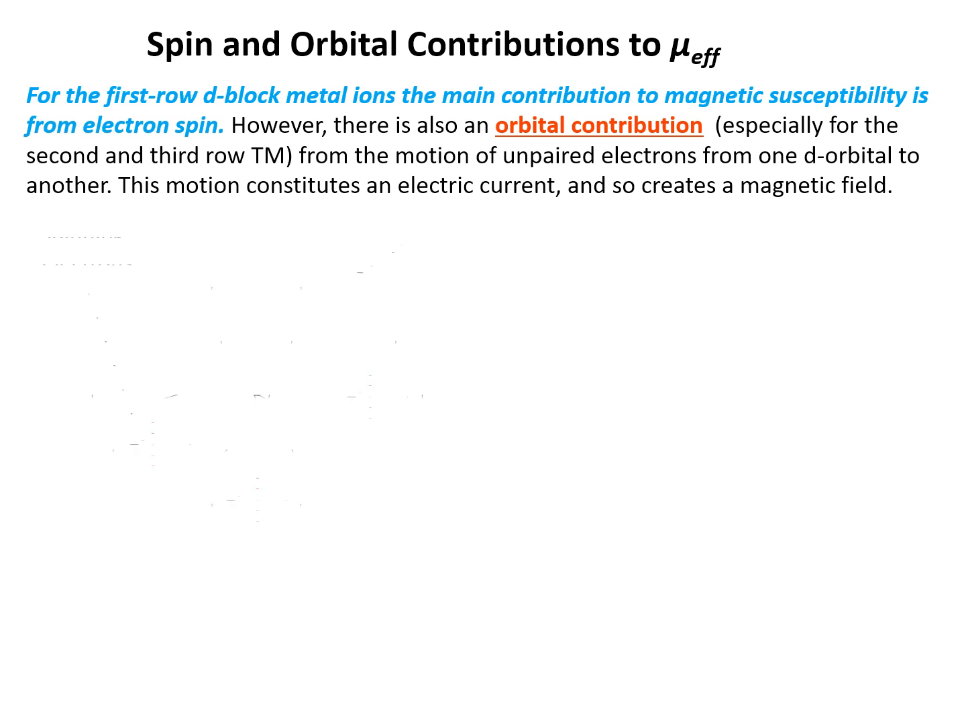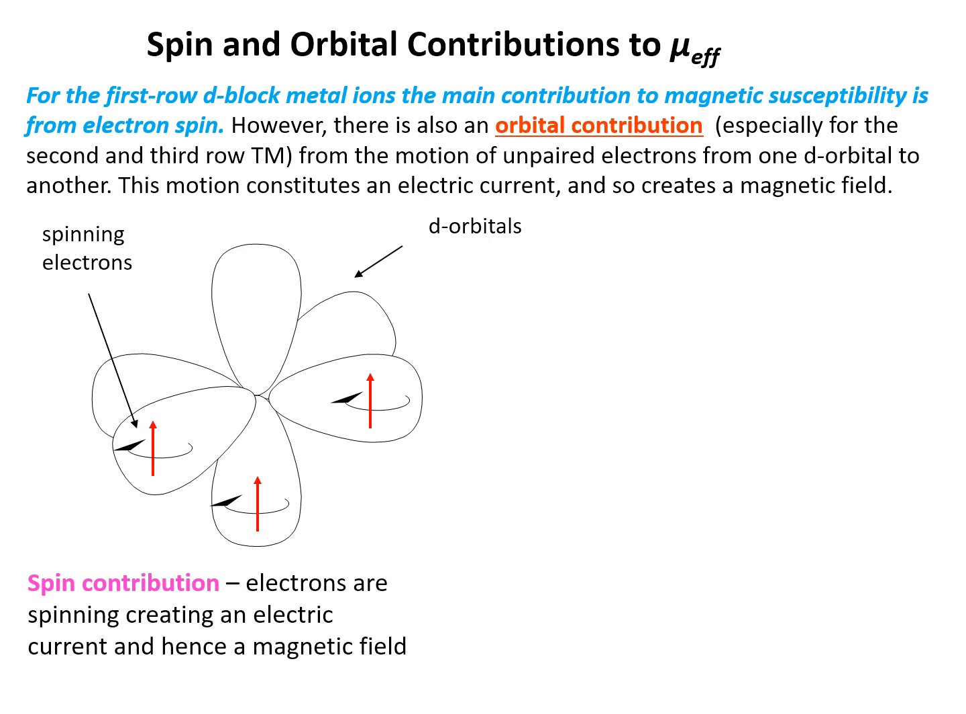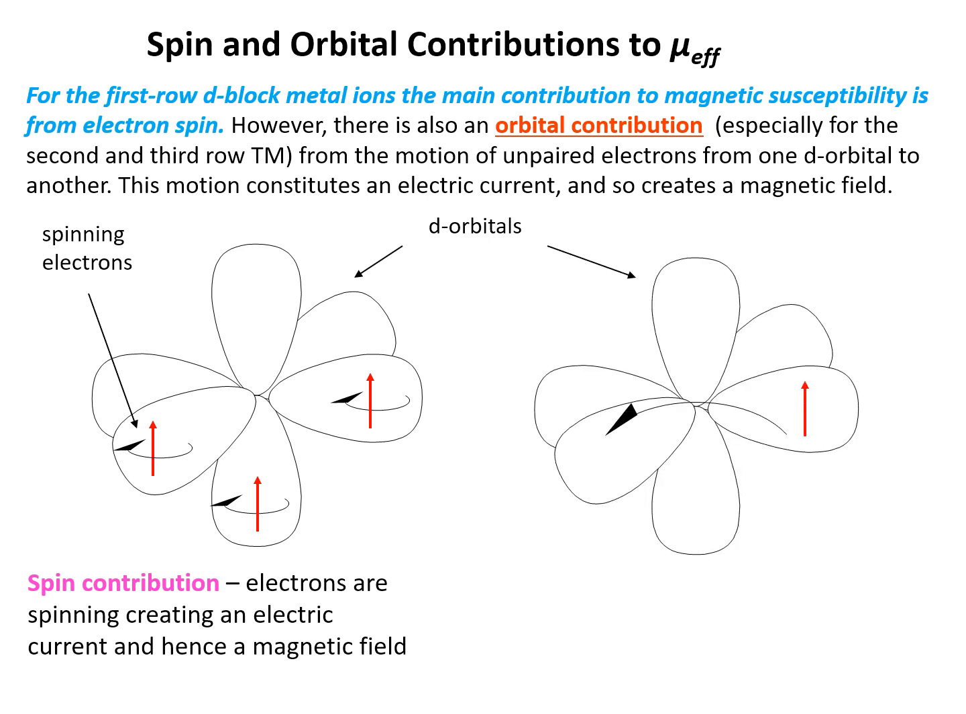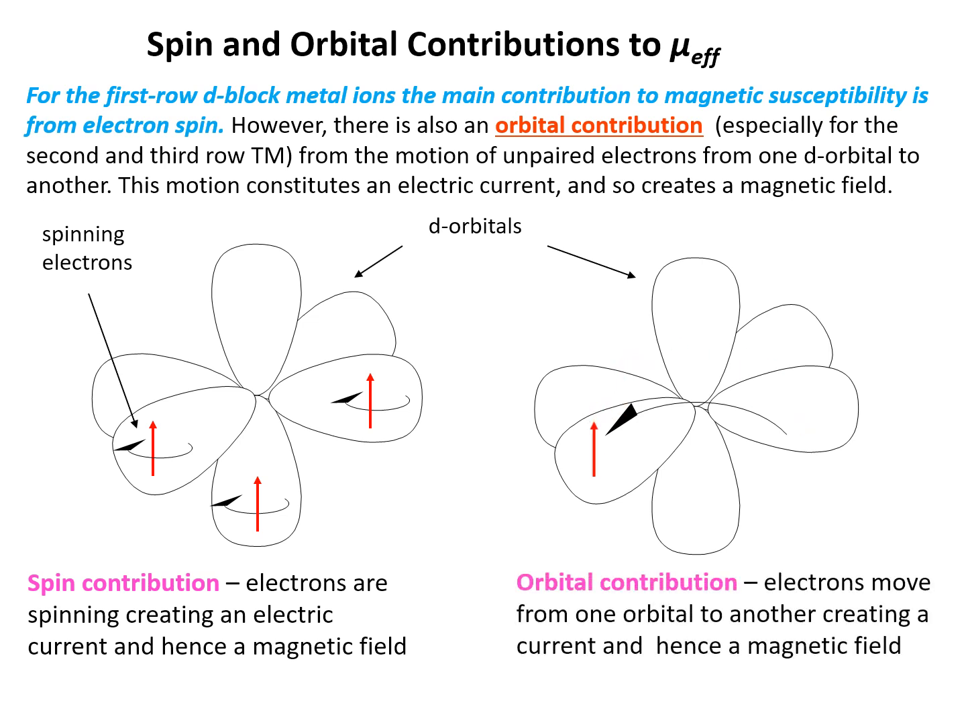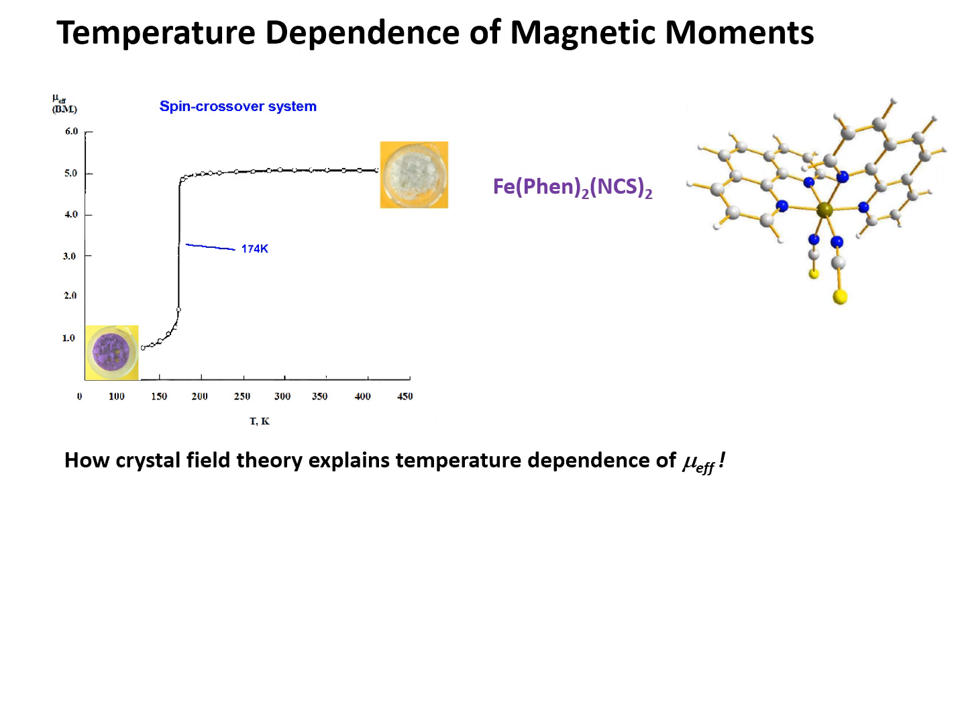The spin orbital contribution is shown here, exactly how the electron jumping happens. For the first row d block metal ions, the main contribution is due to the magnetic susceptibility from the electron spin. However, there is also an orbital contribution from the motion of unpaired electrons from one d orbital to another. This motion constitutes an electrical current and so creates a magnetic field. So you can see here how the electron jumps from one orbital to another.